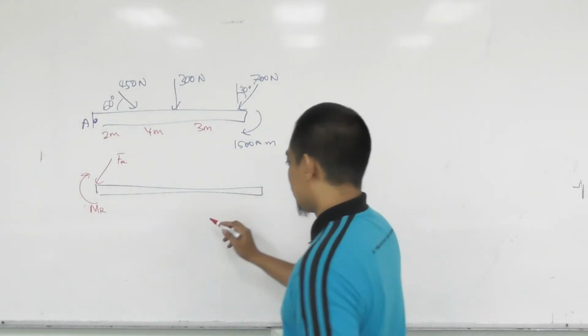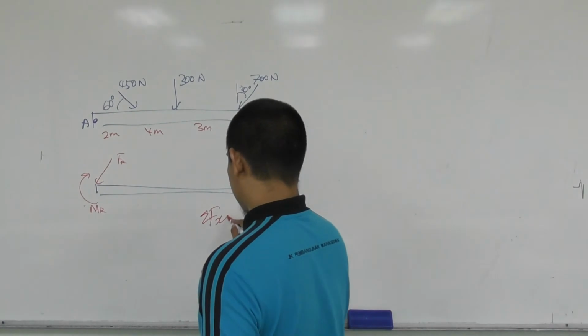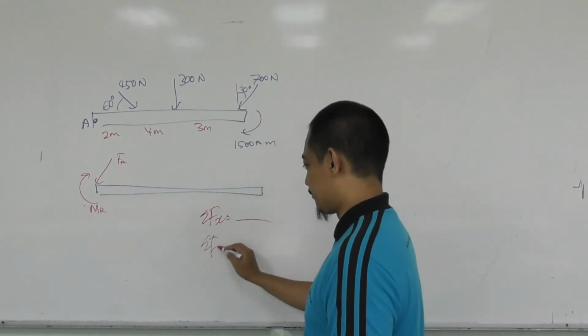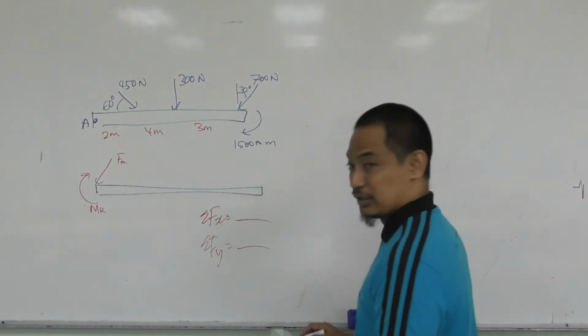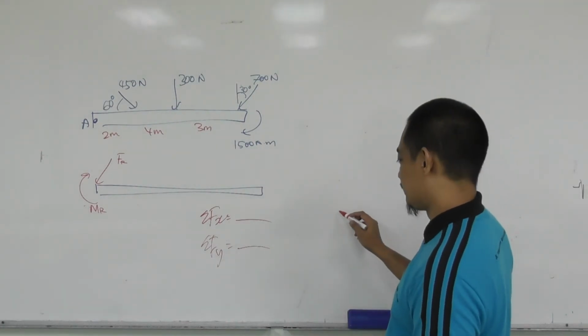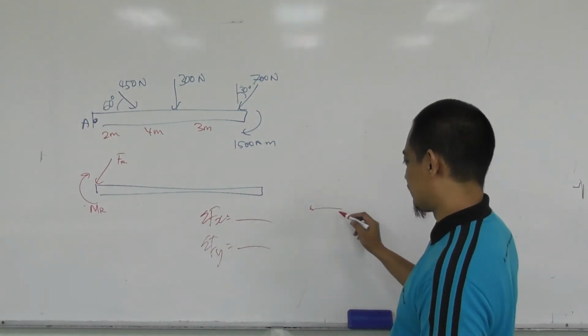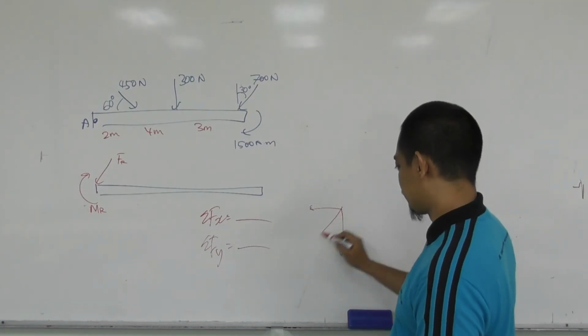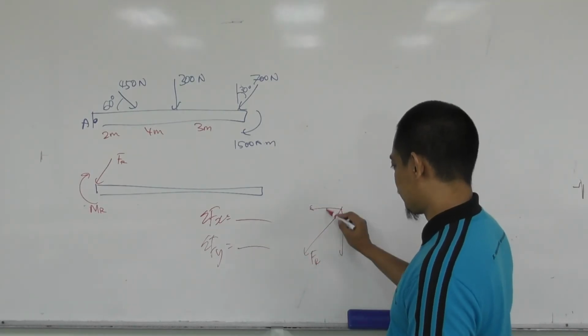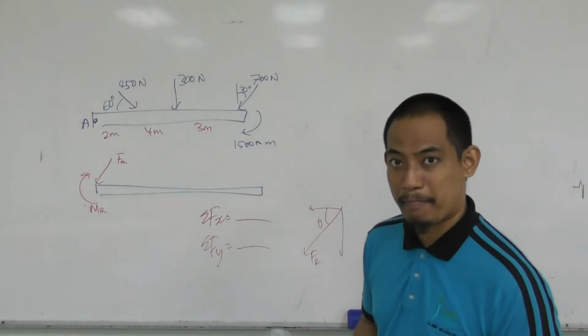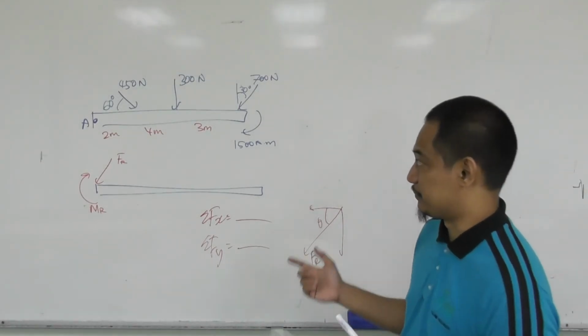So you can do the summation of Fx, you get something, and the summation of Fy, you get something. Let's see, the summation of Fx is negative and Fy is negative, so this one will be FR and this one will be theta, right? So you have to provide that one.